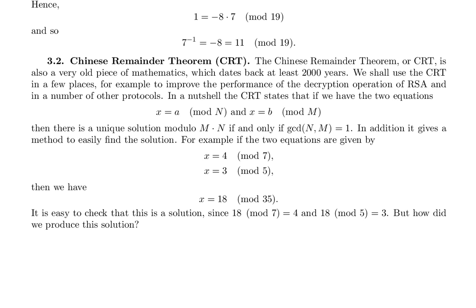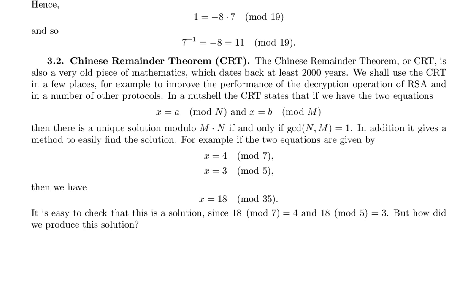3.2 The Chinese remainder theorem, CRT. The Chinese remainder theorem, or CRT, is also a very old piece of mathematics, which dates back at least 2,000 years. We shall use the CRT in a few places. For example, to improve the performance of the decryption operation of RSA, and in a number of other protocols.